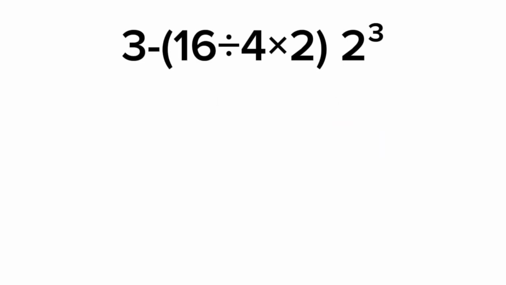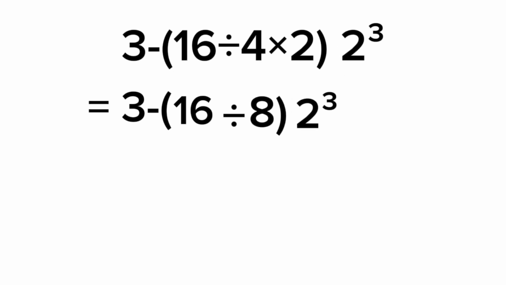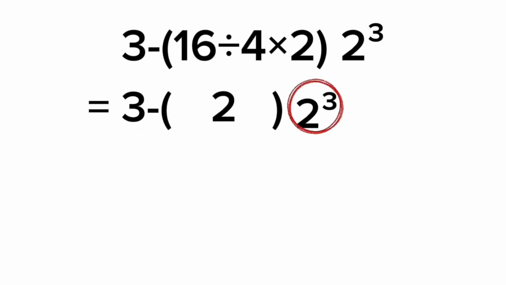Also, some other people, when solving this question again, go straight to the expression inside the parentheses, but this time they start with the multiplication between 4 and 2 because they think multiplication has priority over division. So instead of this expression, they write 3 minus open parentheses, 16 divided by 8, closed parentheses, multiplied by 2 cubed. Then they go for the division between 16 and 8, and instead of this expression, they write 3 minus 2 times 2 cubed.